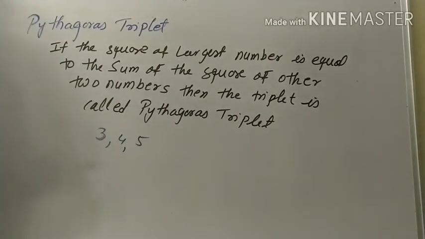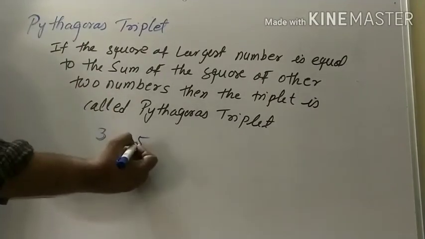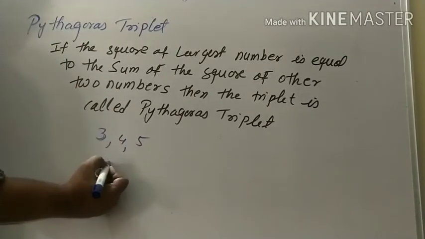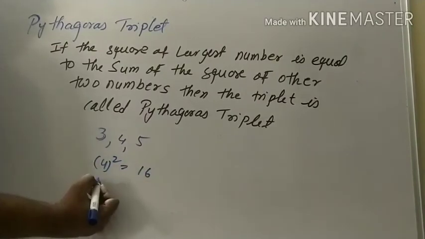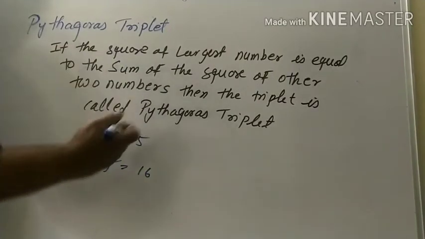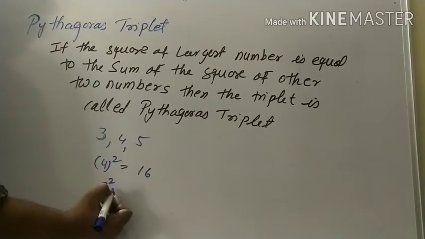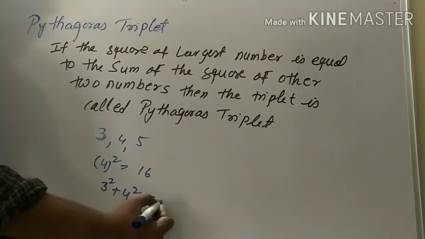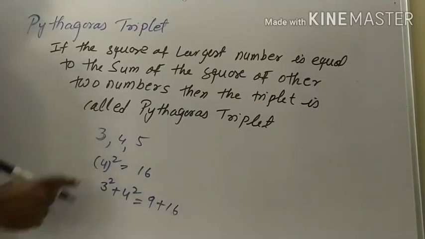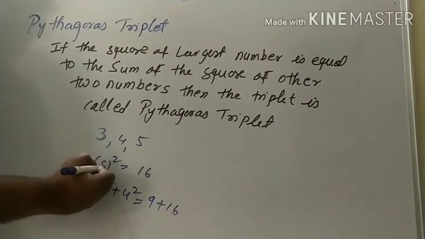3, 4 and 5. So what's the largest number? 4 is the largest number. The square of 4 is equal to 16. And the sum of the squares of the other two numbers, 3 square plus 4 square, 9 plus 16. Sorry, this is 5 square.